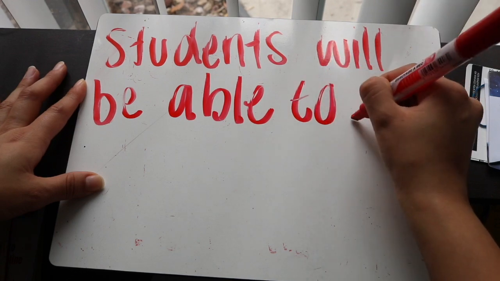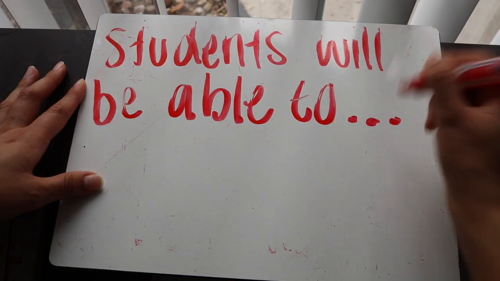And after you decide what you want to teach, now is the time to write down the objective. So the objective could look like students will be able to learn about or identify the different parts of the digestive system, or students will be able to solve system of equations. So always starting with students will be able to.